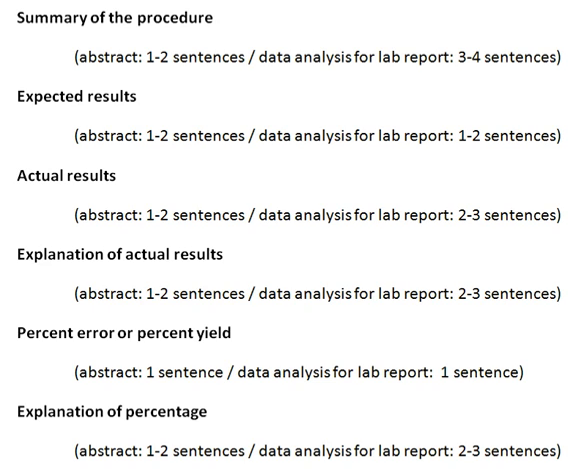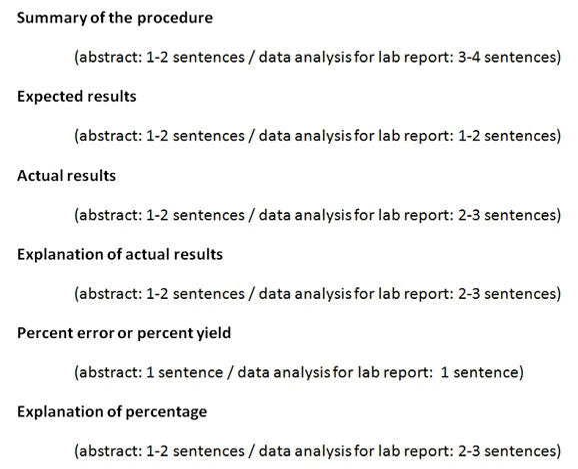For every sentence that you had of actual results where you told me a result, you need to explain that in the next section. Next is going to be the percent error or percent yield, depending on which lab you're choosing to do. In both cases, it's just one sentence. So if you calculated a percent error or a percent yield for that lab, I need you to disclose that in your abstract and data analysis.